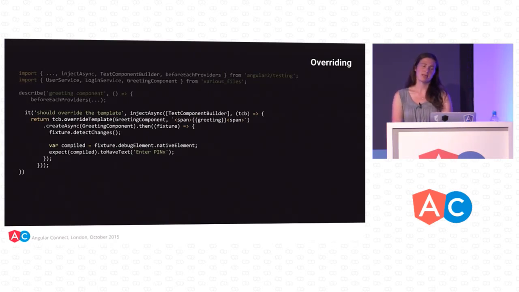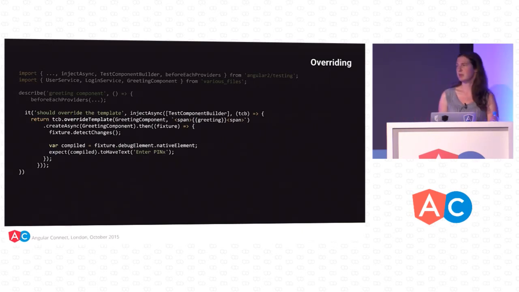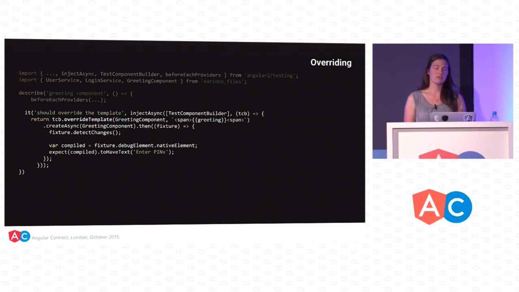There's a couple other things that the test component builder can do. We can override values from the component to make it easier to test. Here we're going to override the template of the greeting component and get rid of the whole button and input and just make it a simple span that's bound to one greeting value. We go ahead and create the component, and then we can verify that the text is exactly what we expect without any cruft around it.